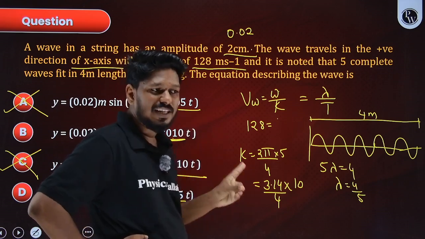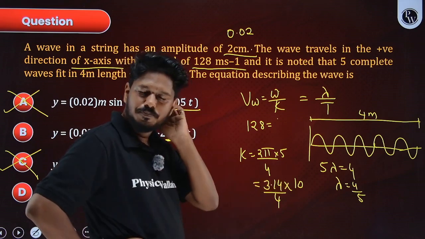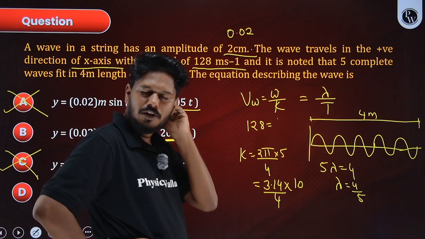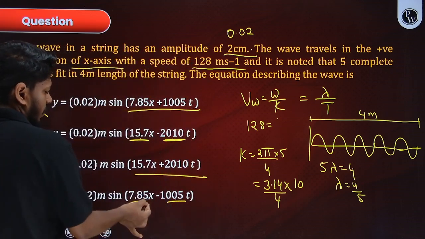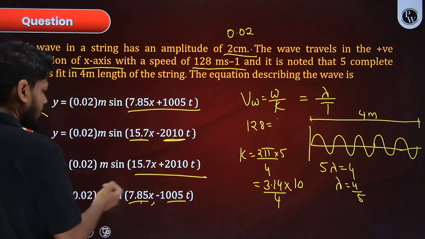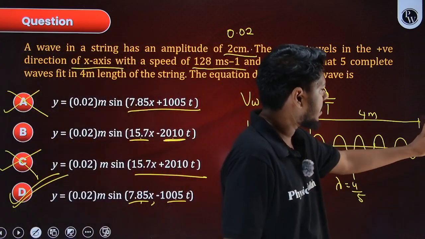Are you able to follow? 3 by 4 will give 0.75. So 3 by 4 into 10. So 0.75 into 10 will be 7.5. So I should get my k is equal to 7.5. So something nearby 7.5 is my correct answer. If you are unable to follow, then let me divide and show it to you.